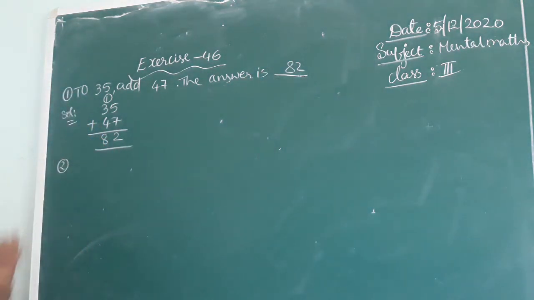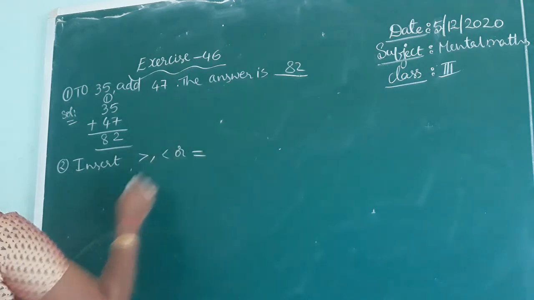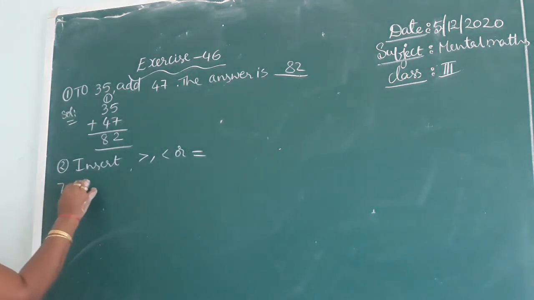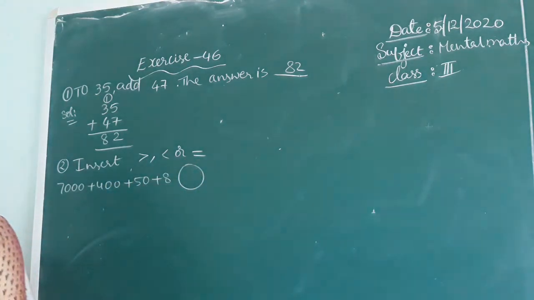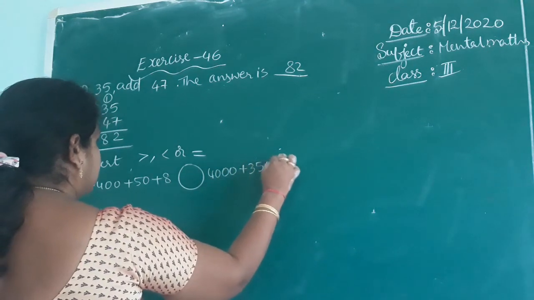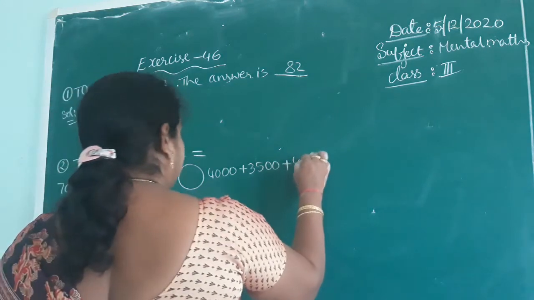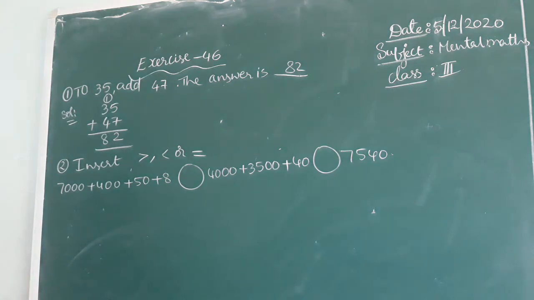Okay, see the second one. Insert correct sign. Insert greater than, less than or equal to signs. What are those? 7,000 plus 400 plus 50 plus 8. Here, 4,000 plus 3,500 plus 40, that is 7,540. Okay, children, which symbol do you have to insert? First, we have to find the number. How much is it?